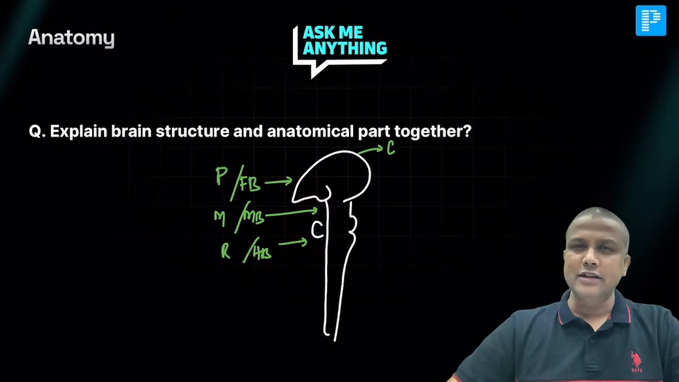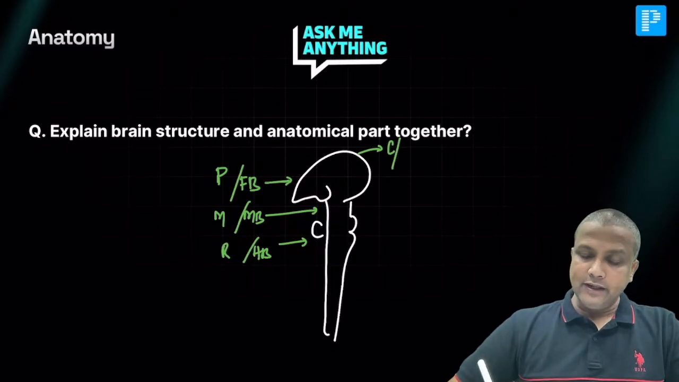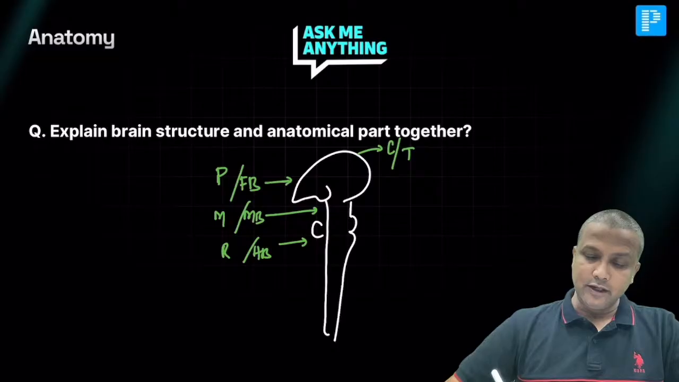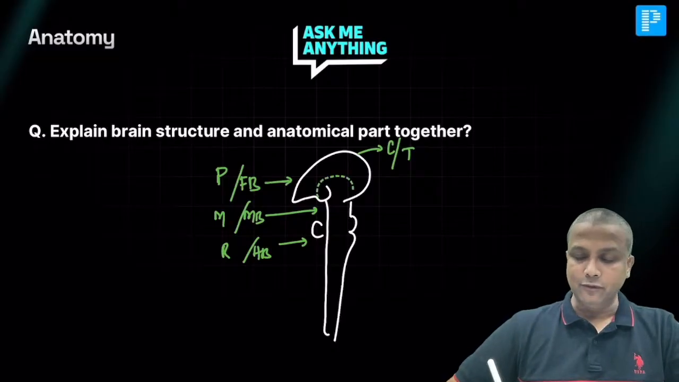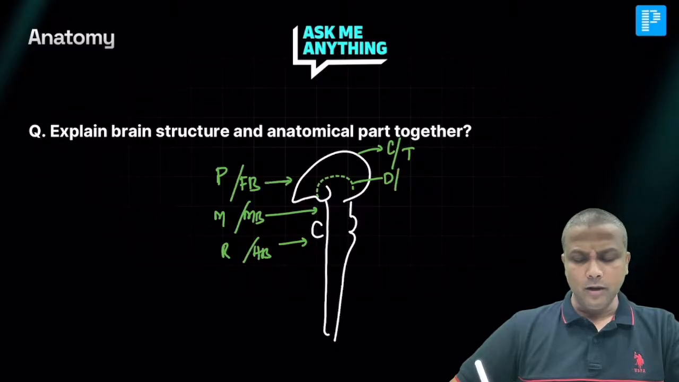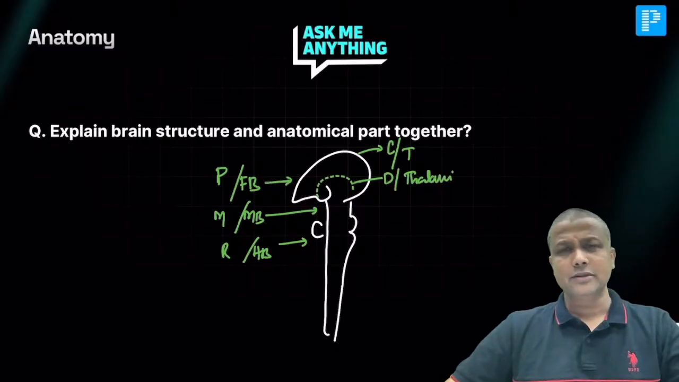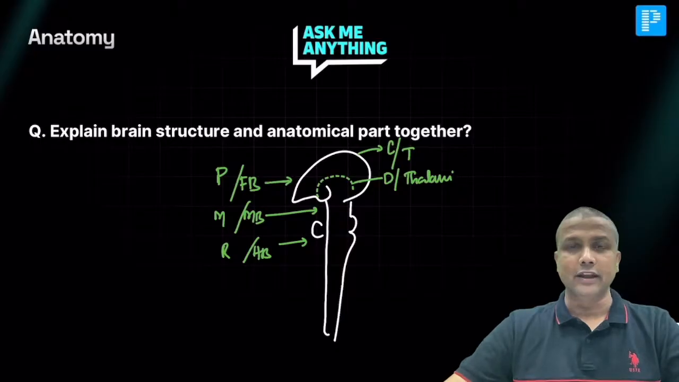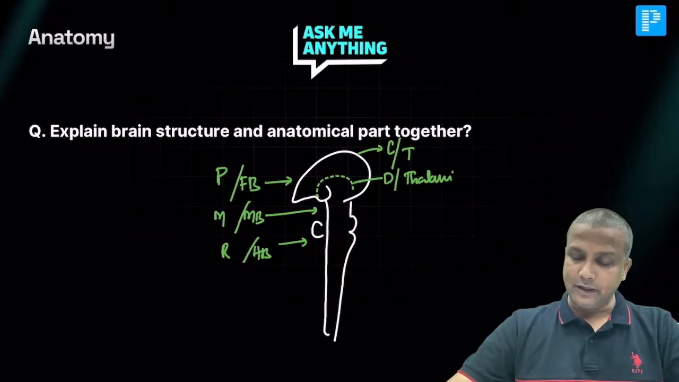Cerebrum is also referred to as telencephalon, and located deep inside the telencephalon will be the diencephalon here. This diencephalon is actually made up of all the thalami parts: thalamus, hypothalamus, subthalamus, epithalamus, all the thalami parts together. They are going to form the diencephalon part here.